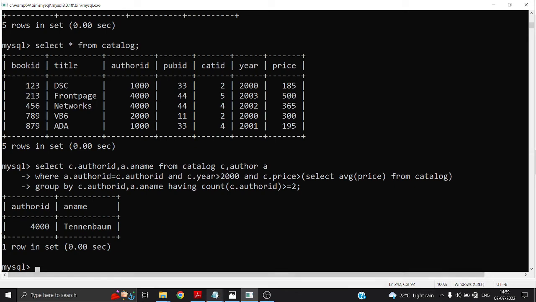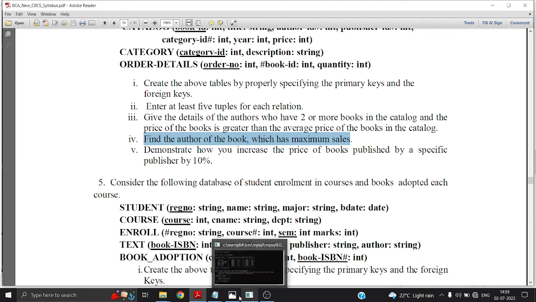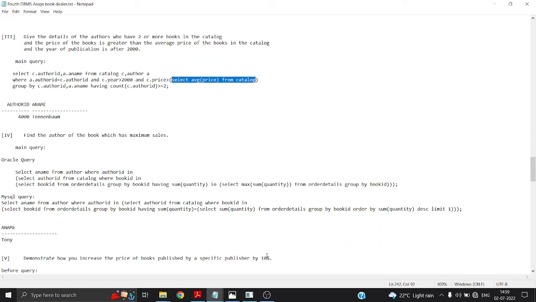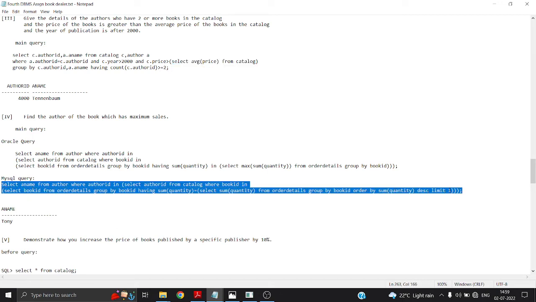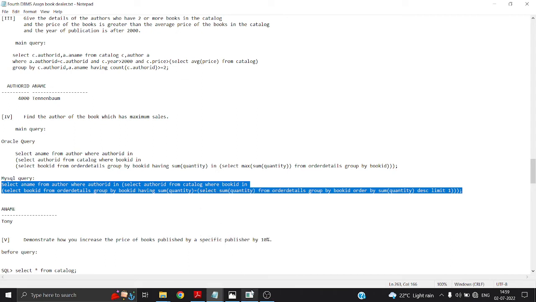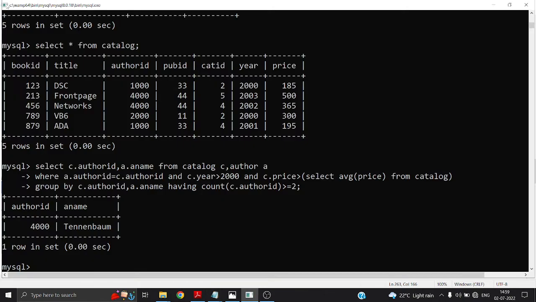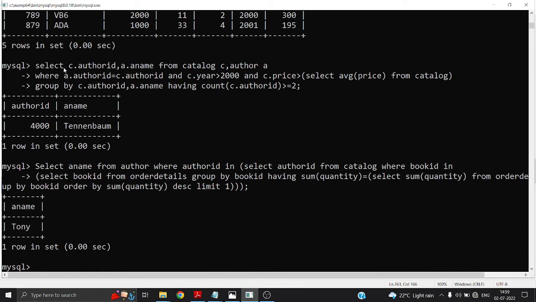Now we will proceed again with the next query. Find the author of the book which has the maximum sale. Here let me show you the query of that. Here is the query for the fourth one, that is find the author of the book which has the maximum sales. I will show you the execution of the query and output. Now here you can see that Tony is the output for this particular question.